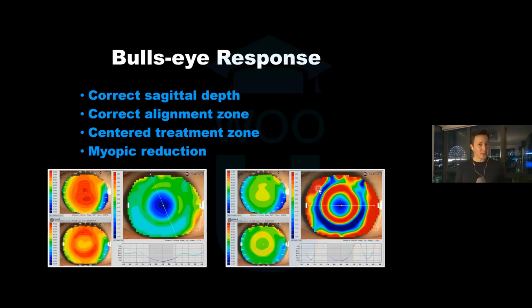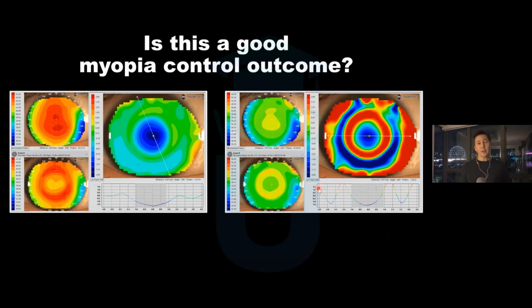So what we've seen here is an example of the perfect bullseye topography, where the blue treatment zone is centered to the pupil and visual axis, and the tangential map shows you a red ring, maybe similarly also a blue ring, centered to the pupil or the visual axis. Now, a question for you: this case that you just evaluated, we've agreed that it's a good Ortho-K outcome, it's a bullseye, but is it a good myopia control outcome?